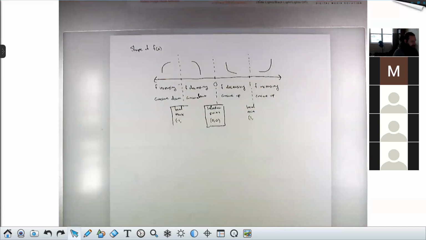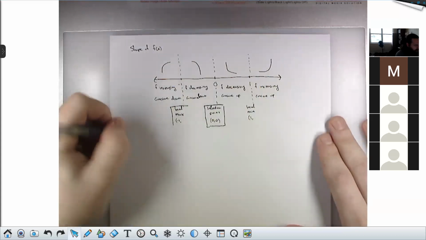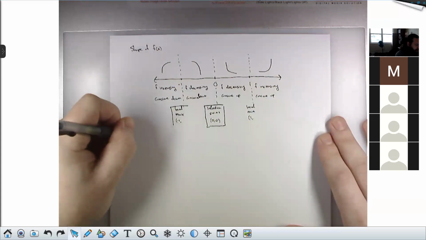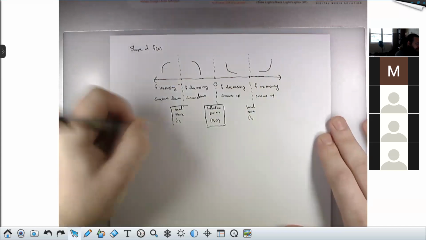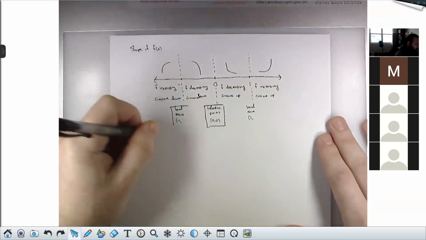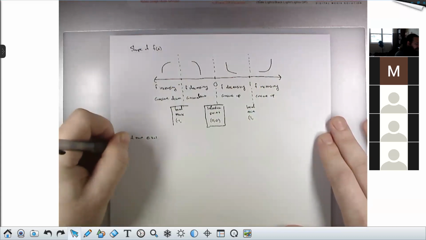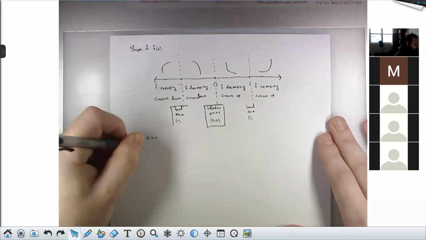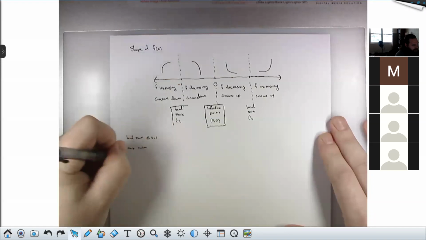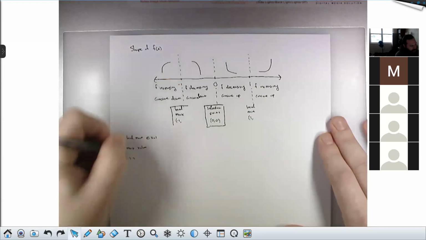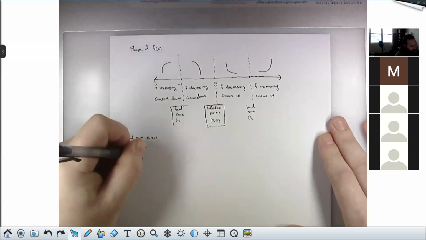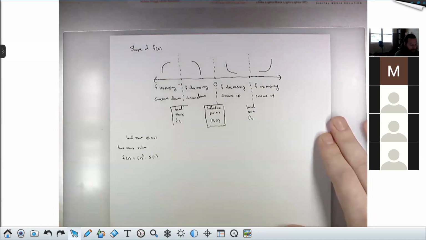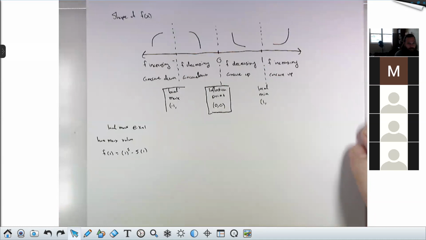So the last little thing I'd like to do is find the y values at these local mins and local maxes. So the local max at x equals 1 has max value f of 1, and f of x was x to the 5 minus 5x. So f of 1 is 1 to the 5 minus 5 times 1.